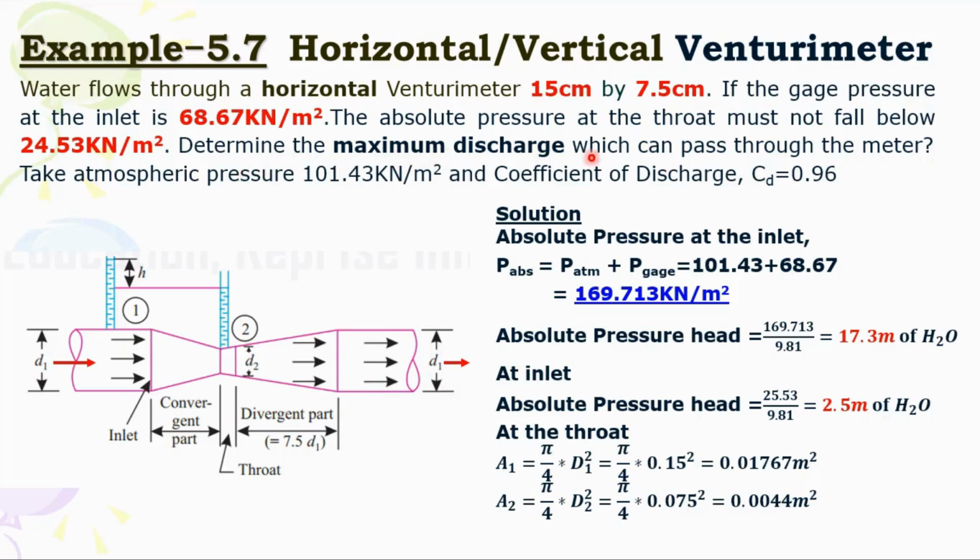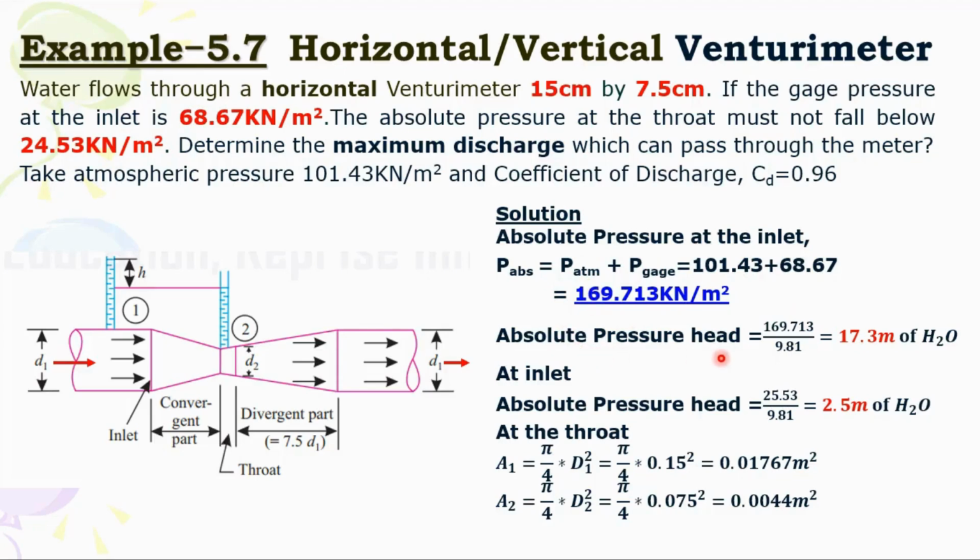So determine the maximum discharge which can pass through the venturimeter. Take atmospheric pressure as 101.43 kilonewton per meter square, and coefficient of discharge CD is 0.96. The solution is very simple. I hope in the previous session in chapter 3 we have seen that absolute pressure is atmospheric pressure plus gauge pressure. So you have to add atmospheric pressure. So the total absolute pressure is given here.